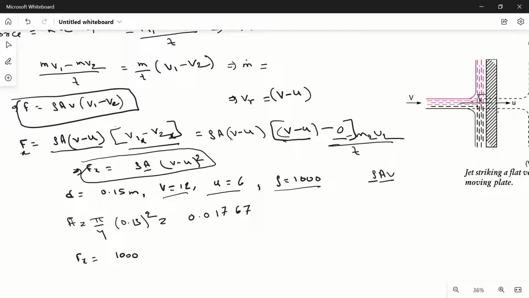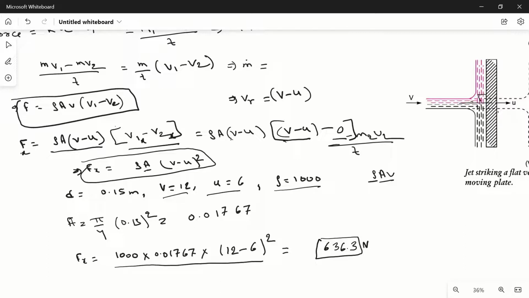So we can put this value. Fx is equal to 1000, rho is 1000 into area is 0.01767 into v minus u. V is 12, so 12 minus u is 6 whole to the square. So if you calculate this value, then you will get 636.3. This is value of force in Newton. Okay, if you calculate this value, then you will get 636.3 Newton.